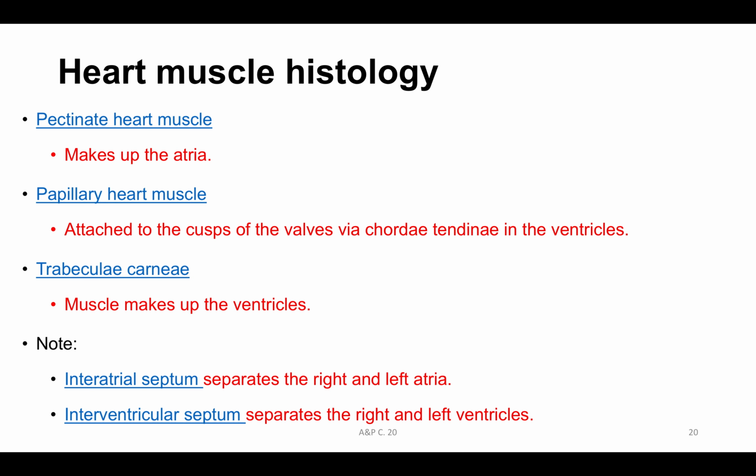We then took a look at the muscles that make up the chambers of our heart. Your pectinate muscles make up your atria. The papillary heart muscle, remember, attaches to your chordae tendineae, or your heartstrings, and it's going to attach to your tricuspid and bicuspid valves. When those papillary muscles contract, it pulls on the chordae tendineae, which is going to open up those valves, allowing blood to flow from your atria to your ventricles. And then you have your trabeculae carneae, which is the muscle or the ridges that make up your ventricles.